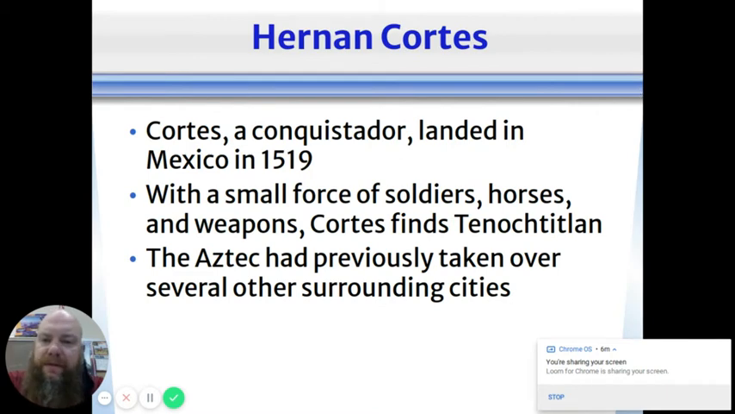So Hernan Cortes is the first one we'll talk about. He lands in Mexico in 1519. Long story short, he's got guns and the Native Americans don't. And that really tips the scales as far as everything that's going to happen from here on out. The Native Americans are going to get guns eventually from Europeans. But he finds Tenochtitlan.